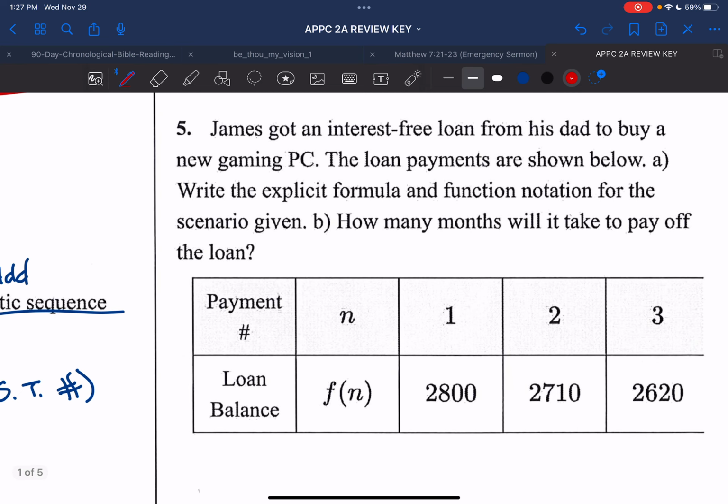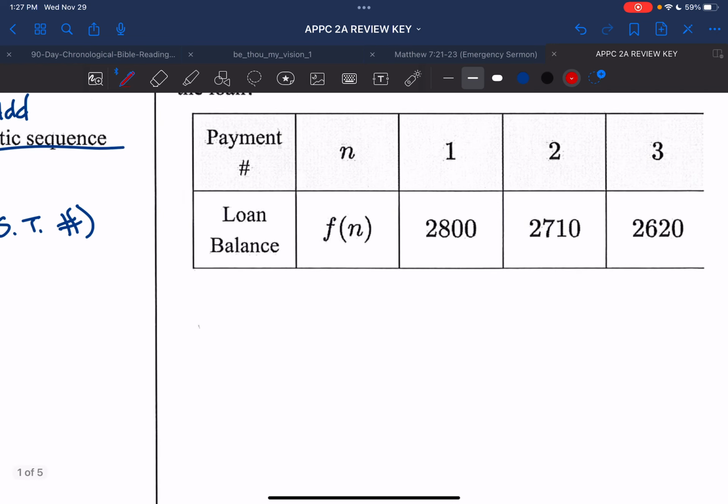On 5, we have James got an interest-free loan from his dad to buy a new gaming PC. The payments are shown below. There's two parts, A and B. Write the explicit formula and function notation for the scenario given. Notice it doesn't say if it's arithmetic or geometric. So you're going to have to find if it's adding or subtracting by the same amount. And then how many months will it take to pay off the loan? So let's do it in parts.